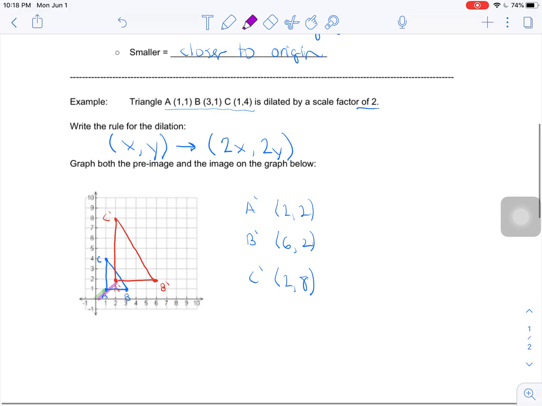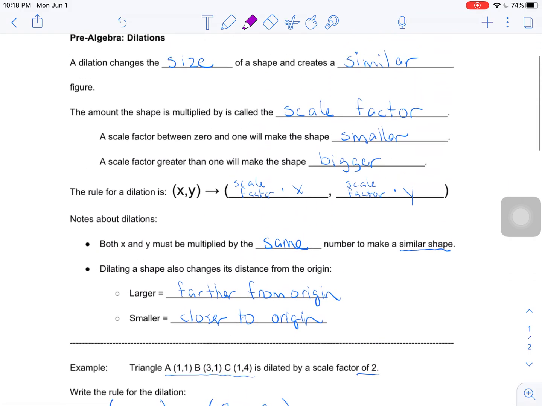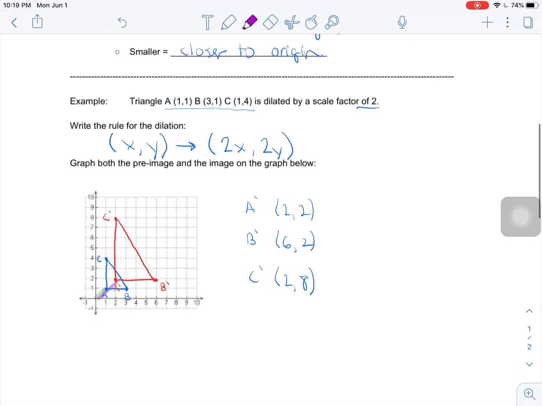So at this point, you should have all your dilations notes filled out. And then when you're ready, you are going to work on an assignment to summarize what we have talked about with dilations. So when you're ready, you can go give that assignment a try.